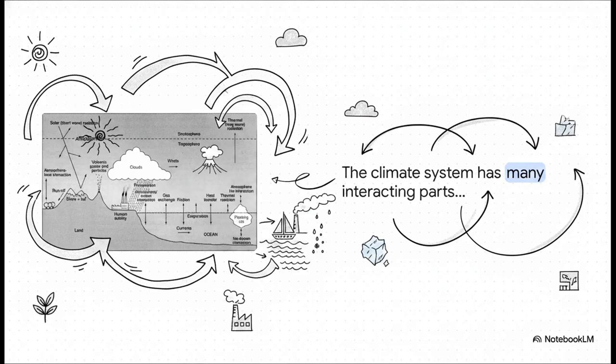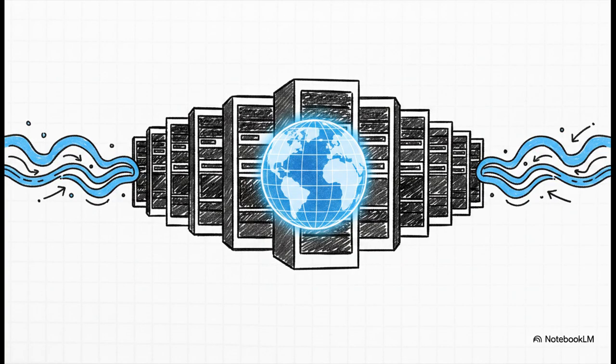You've got the sun's energy. You've got clouds, volcanoes, the oceans, ice, the land, what we do as humans. And everything is affecting everything else. The atmosphere talks to the ocean talks to the ice, the land talks to the air. How do you even begin to make sense of all that? Well, you don't guess. You build a copy.